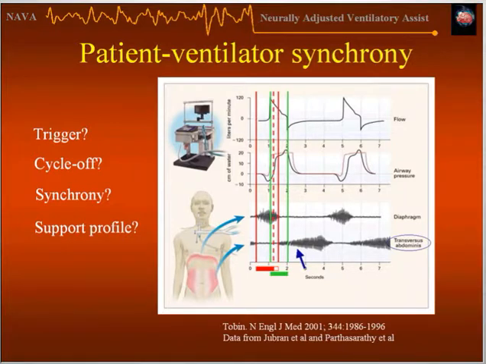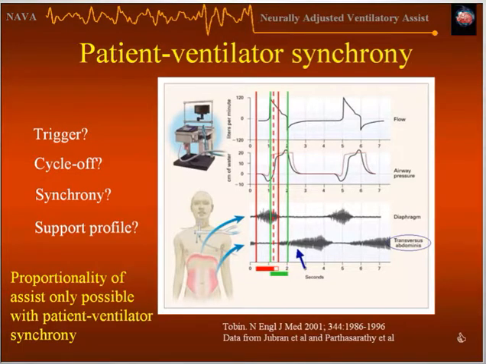Now, we talked today a lot about support profiles and how to deliver the assist. And my first question is, is there any use to try to deliver the assist if the window of overlap between the neural activation and the delivery of the ventilator is as short as, say, 50 milliseconds? So, the first conclusion from this work is that proportionality of assist is only possible where there is patient-ventilator synchrony.